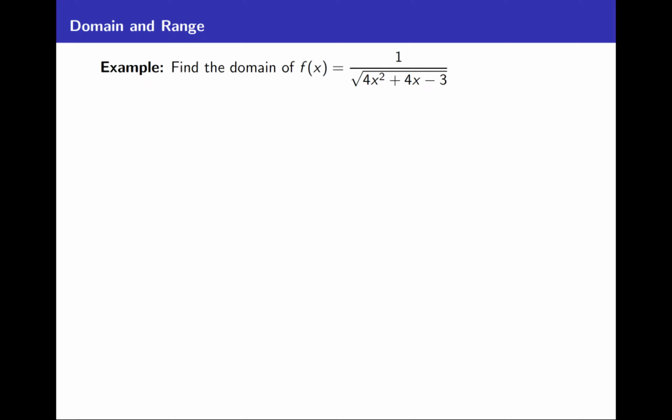Here's another example. Let's find the domain of the function f of x equals 1 over the square root of 4x squared plus 4x minus 3.